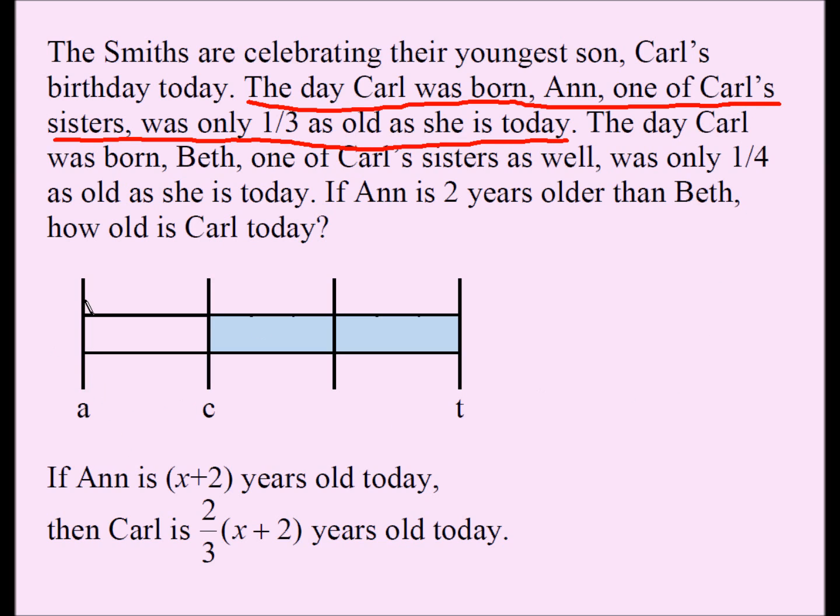Alright, this is Anne's lifespan. This T stands for today, A stands for the day Anne was born. And the question says Anne was 1/3 of her current age when Carl was born. C stands for the day Carl was born. So I took Anne's entire lifespan, cut it into 3 parts, 1/3, 1/3, and 1/3.